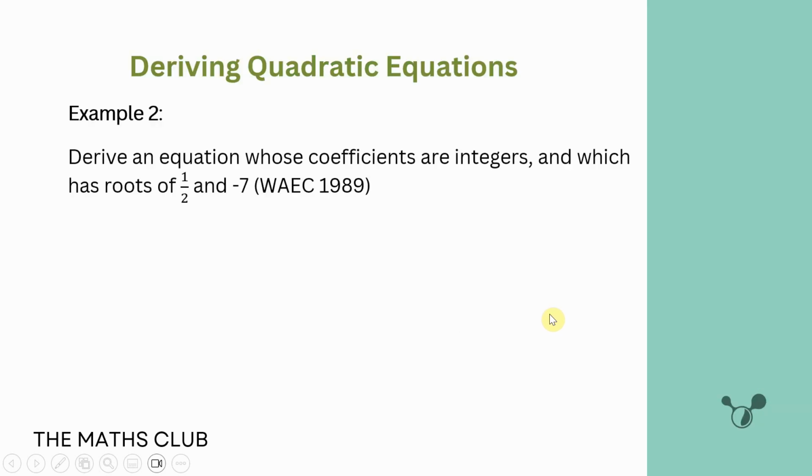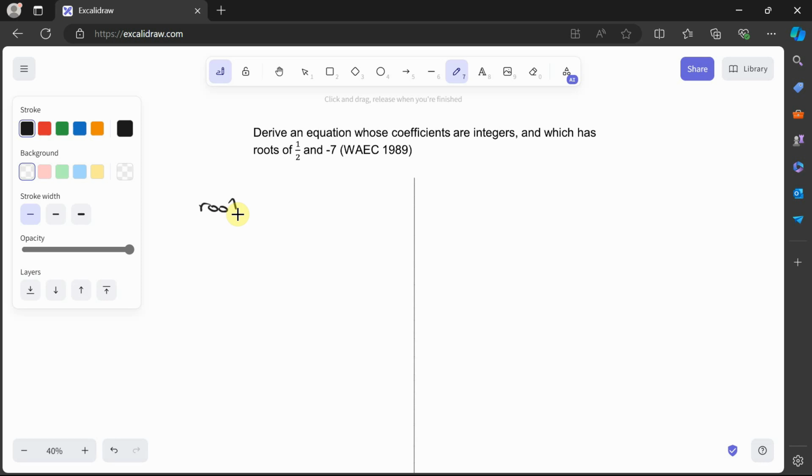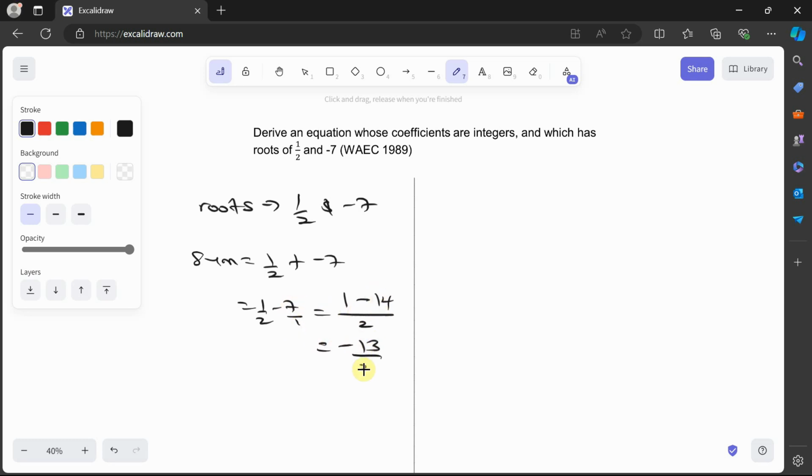Let's see an example. It says to derive an equation whose coefficients are integers and which has roots of 1 over 2 and minus 7. Let's solve this together. The roots are 1 over 2 and minus 7. Let's use this new way of solving that we know. The sum would be 1 over 2 plus minus 7. This time I'm saying 1 over 2 minus 7. The LCM will be 2. 2 in 2 is 1 times 1, that will be 1, minus 2 in 1 is 2 times 7 will be minus 14. So this will be minus 13 over 2, right?